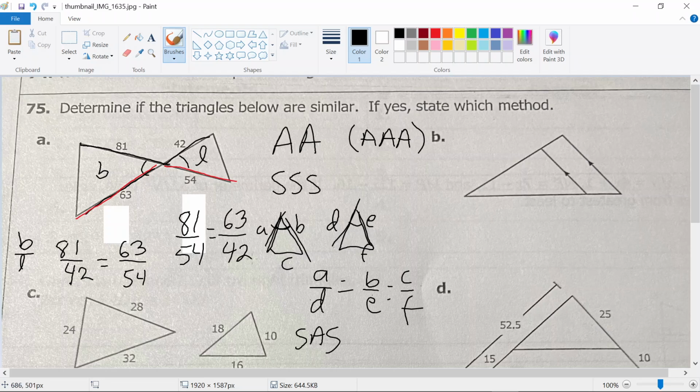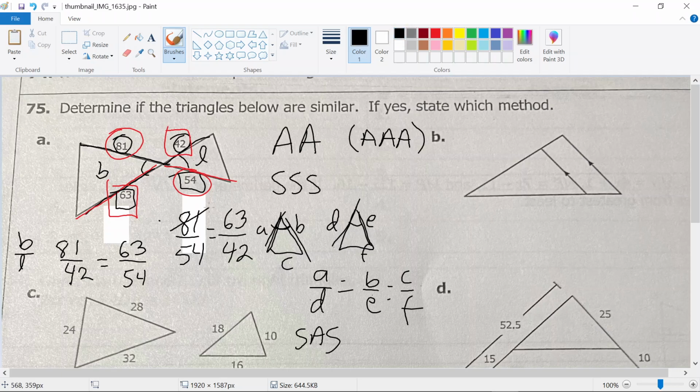So in other words, you may try the triangles one way. You think the 81 side corresponds to the 42 side, and the 63 side corresponds to the 54 side. Okay, but then that one doesn't work. Well, then see if the 81 side corresponds to the 54 side, and the 63 side corresponds to the 42 side. Check those ratios. So let me check it on here.